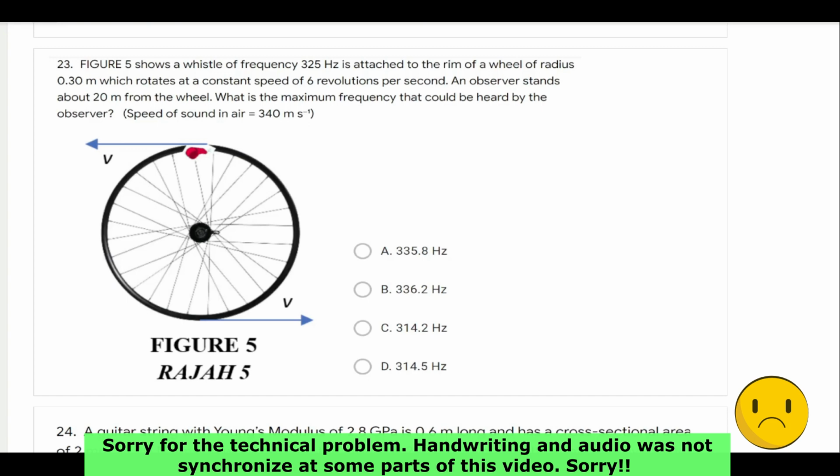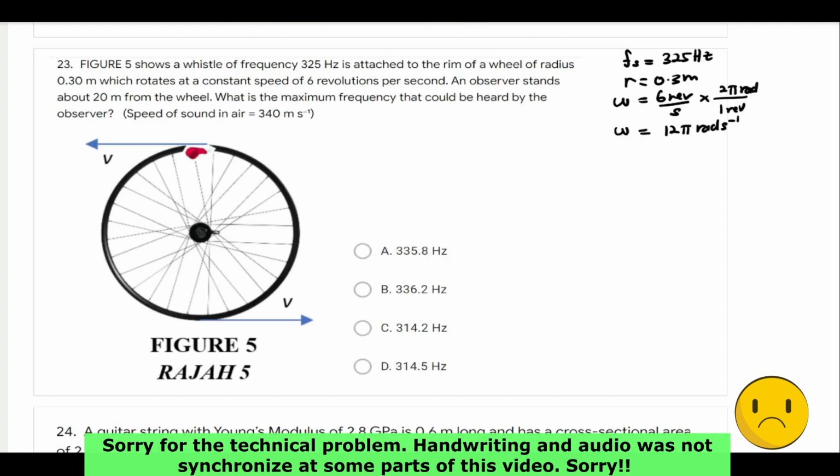And then given that the radius of the rim is 0.3 meter and omega is 6 revolution per second. So 1 revolution is 2 pi radian. So kita tukarkan dulu omega, kita akan dapat 12 pi radian per second. So the question asks us to find the maximum frequency.